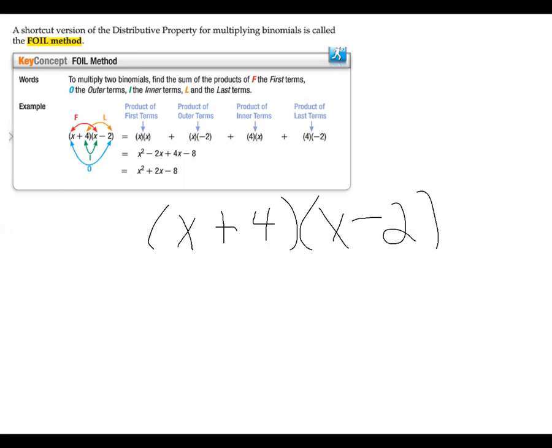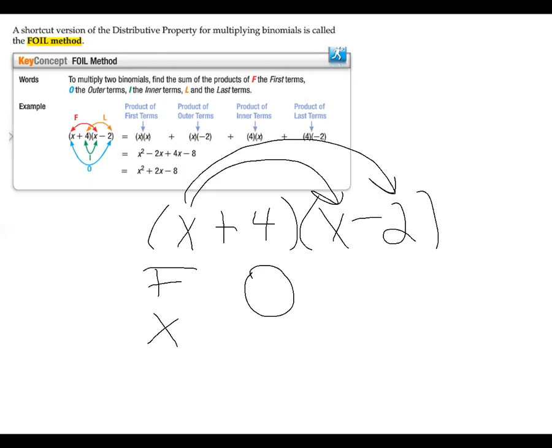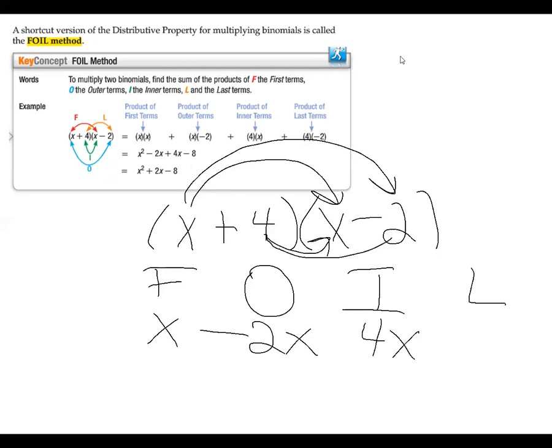times x minus 2. I would do the firsts, which is the first term in each binomial. So x times x is x squared. O is the outer terms. So the outside term here is x, and the outside term here is negative 2, so that'd be negative 2x. I stands for inner, so that'd be 4 times x is 4x. And L stands for the last term. So the last term in this one and the last term in this one would be negative 8. So your answer would be x squared plus 2x minus 8.